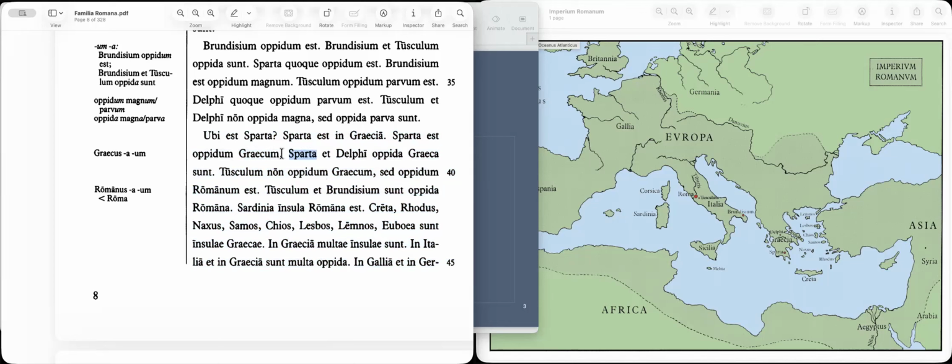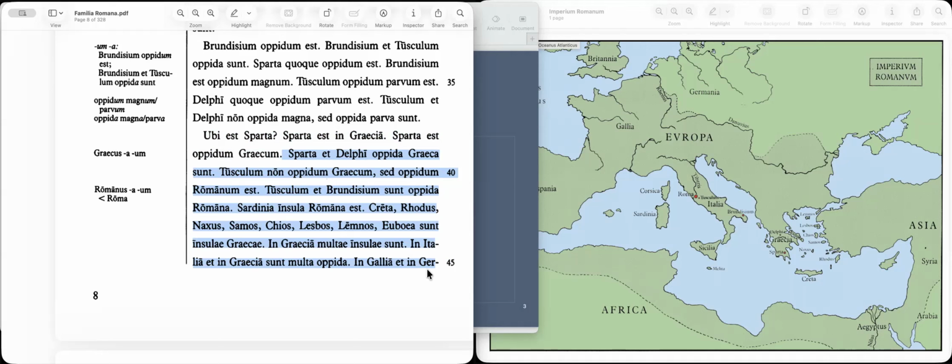Okay, so anyway, resume. I wanted to keep Sparta going because this is a long paragraph. Go ahead. Sparta et Delphi oppida Graeca sunt. Yeah, I'm going to give you a hint. Well, never mind. Go ahead. Tusculum non oppidum Graecum, sed oppidum Romanum est. Tusculum et Brundisium sunt oppida Romana.